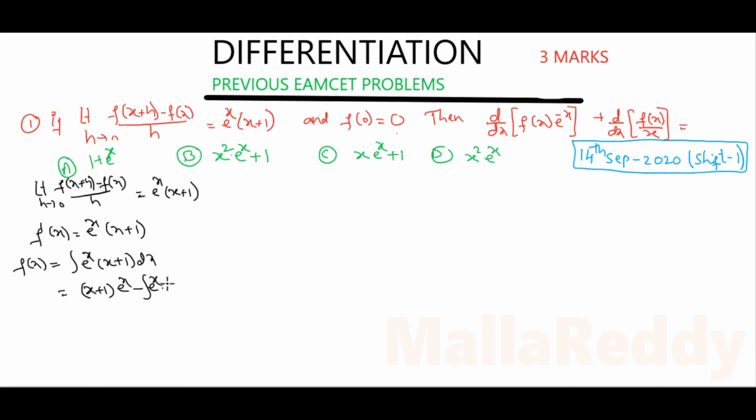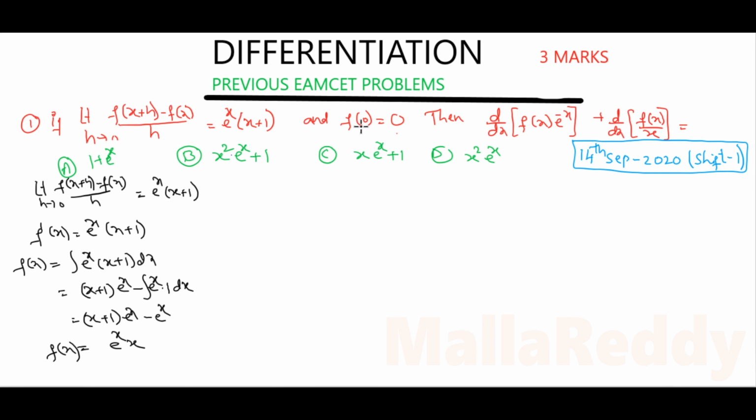minus integration of e power x into derivative of x plus 1 into dx, that is equal to x plus 1 into e power x minus integration of e power x is e power x. Then take e power x common, e power x into x plus 1 minus 1, that is equal to e power x into x. This is f of x.